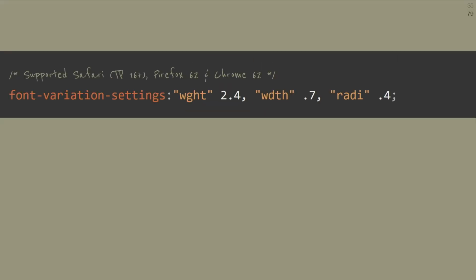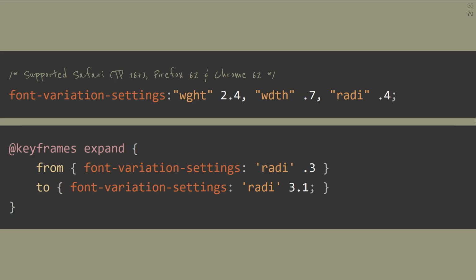And then going back to the low-level stuff, the font variation settings, we have an axis called radius, or radi, which is this roundness thing that I mentioned. That's specific to that one font, and therefore you have to use the low-level feature to get at it. And of course, you can animate it, as I showed.